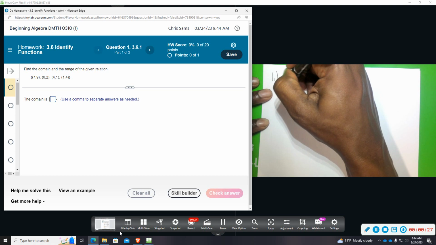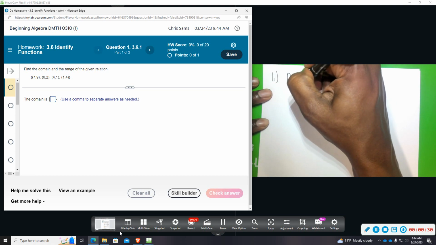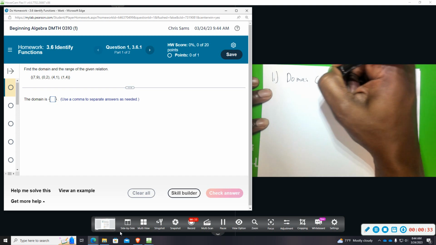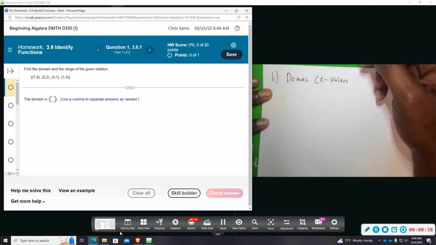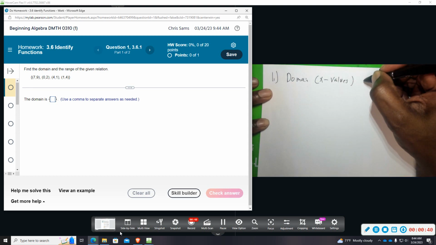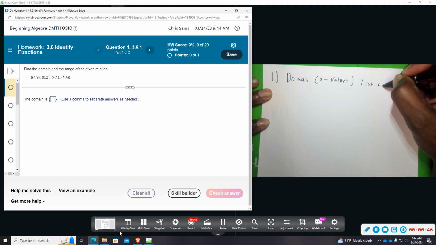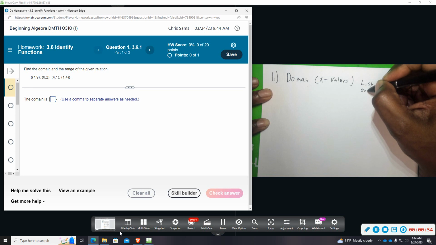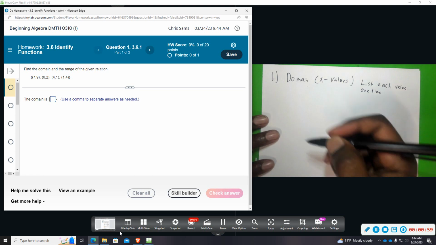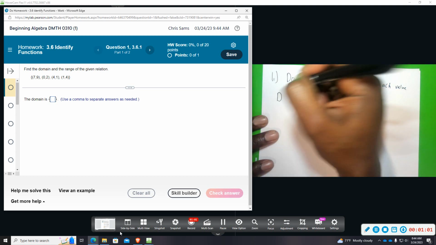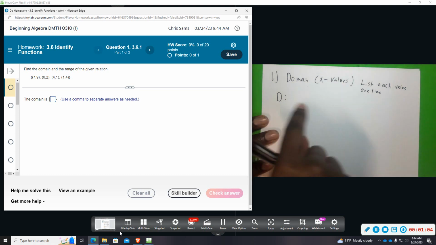So domain, I want you to remember that's the x values. Also note you only want to list each value once. Just say it one time. So that means if an x value were to repeat, you wouldn't want to repeat it. You just want to list it once. So I'm going to put D for domain.